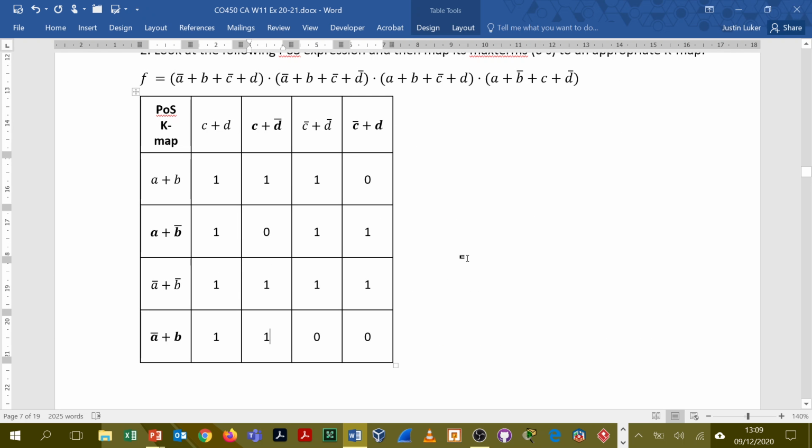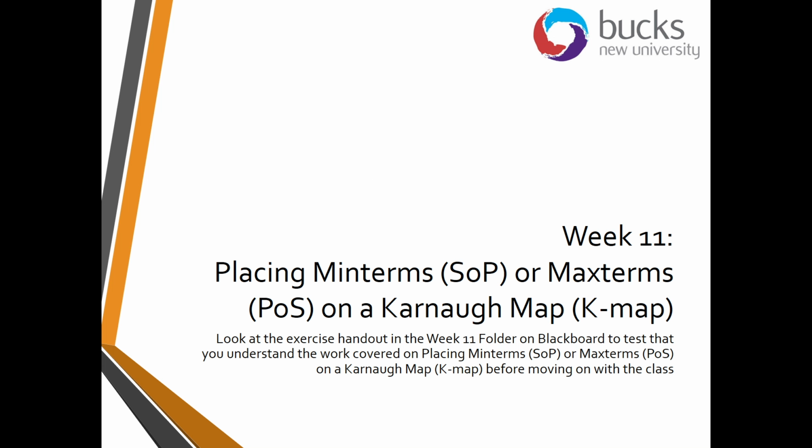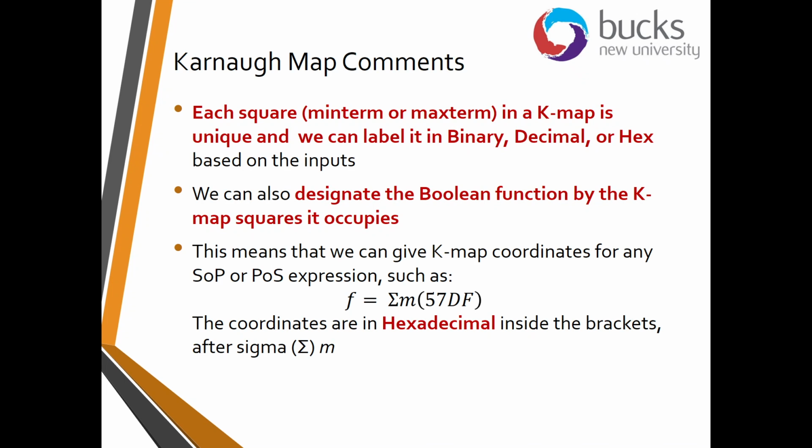So you should be able to map from expression to your Karnaugh map. Back into the presentation. So Karnaugh map, some comments. Each square, min term or max term in a Karnaugh map is unique, and we can label it in binary, decimal, or hex based on the input. So that's what we were doing before. We were using binary numbers and hex numbers to identify individual squares within our Karnaugh map. You could also do a decimal number as well, but I just did binary and hex.